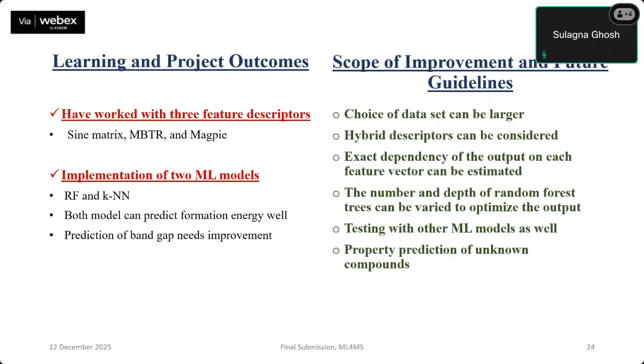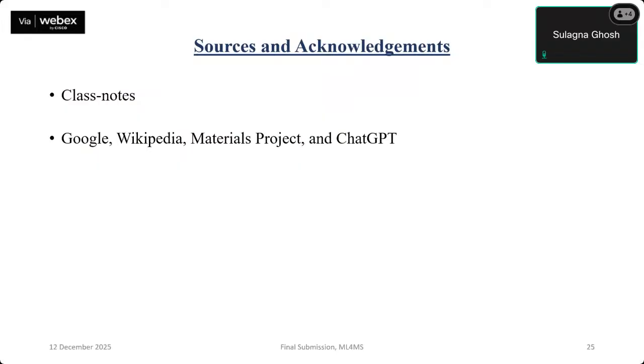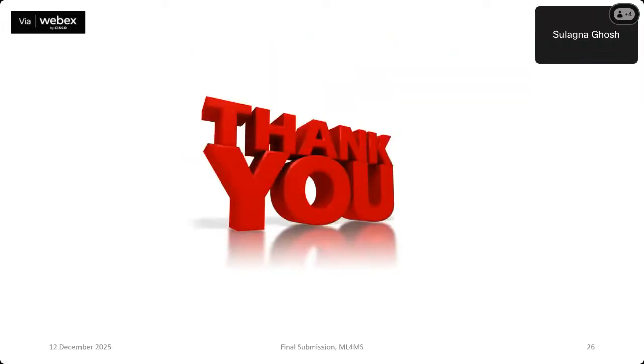Another thing that could have been done is we can increase the number and depth of the random forest trees, and we can test with other machine learning models, and we can extend these models for the property prediction of unknown compounds. So that is all we have done, and we have taken help from the class notes and heavily from the internet. And thank you for listening.